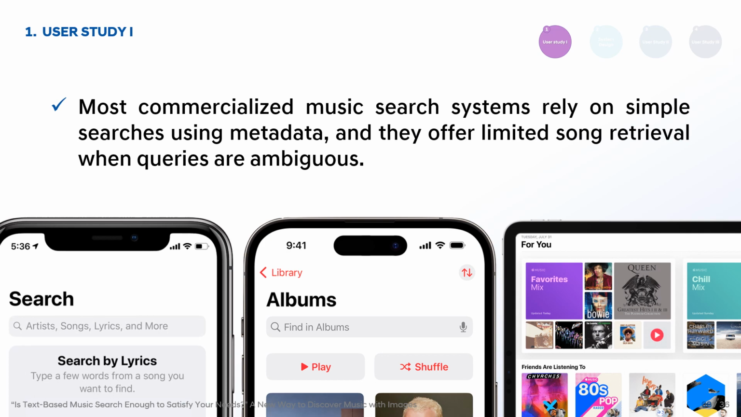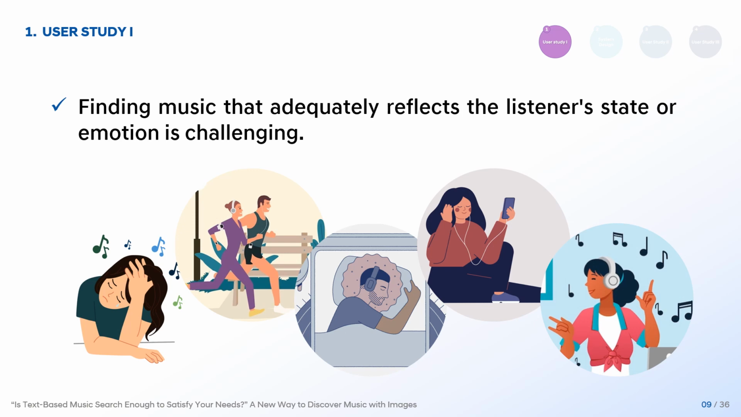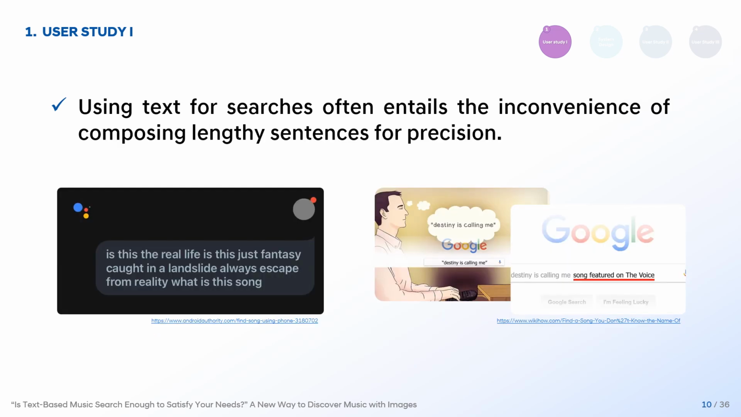The first finding from User Study 1 was that most commercialized music search systems rely on simple searches using metadata. They offer limited song retrieval when queries are ambiguous. Second, there was a demand for music search methods capable of accurately reflecting the listener's mood or emotional state, as it was challenging to find music that truly resonated with the listener's current state or emotion. Third, participants mentioned the inconvenience of having to write long sentences for accuracy when using text for search, highlighting a need for a more intuitive and simple music search system.